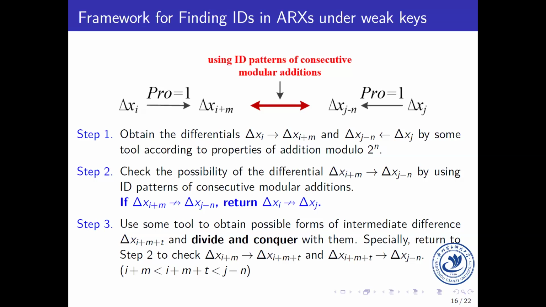But if not, we use some tools to obtain some possible forms of intermediate differentials on delta x_(i+m+t), and divide this part into two and use some weak keys to delete all possible patterns so that we can also find impossible differentials.